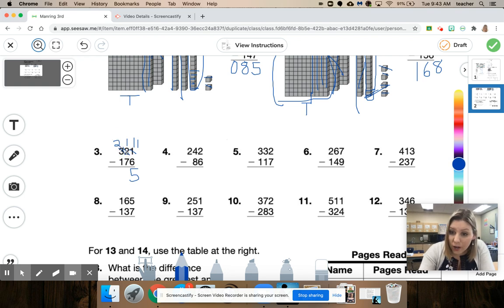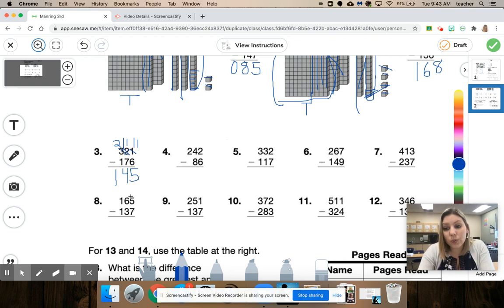And instead of 1 10, 100 is 10 tens, so now I have 11 tens. 11 minus 7 is 4. And 2 minus 1 is 1. So my final answer is 145.